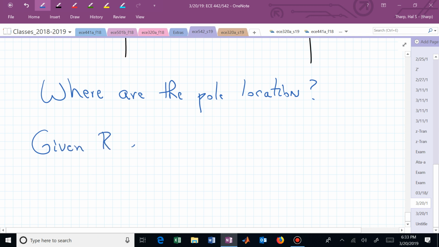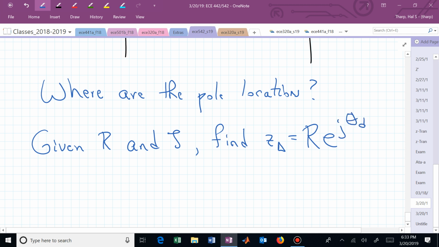So we're given R and zeta based on settling time and percent overshoot. We want to now find where those intersect, or what is R e to the j theta sub d. If they intersect, they define some point in the z-plane. If we're at a point in the z-plane, we can draw that and find its distance from the origin and the angle it makes with the real axis. We can find R and theta sub d.